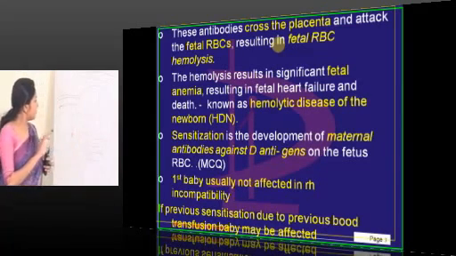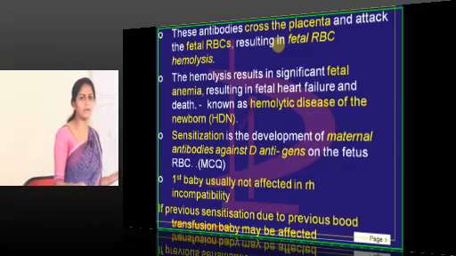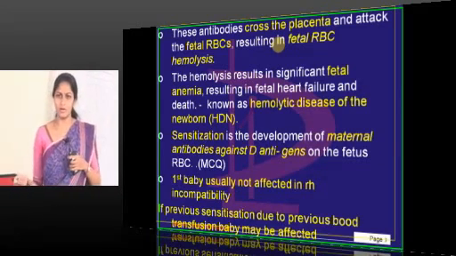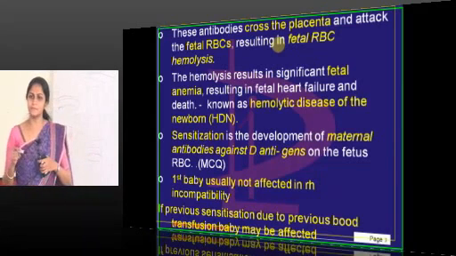Okay, but can the first pregnancy be affected in Rh negative? Then why should we be worried in the first pregnancy? Are we worried or not? Can there be some damage to the fetus? But how?